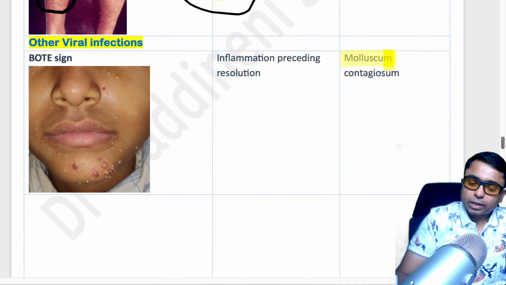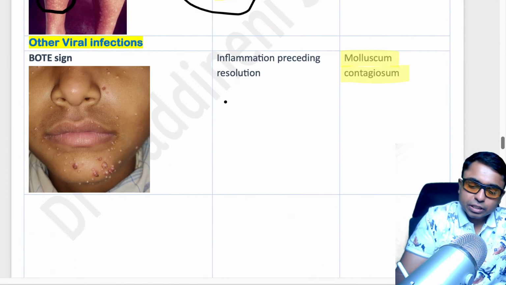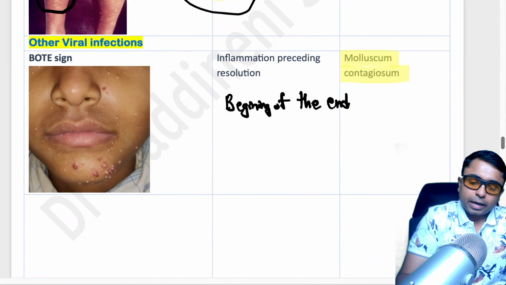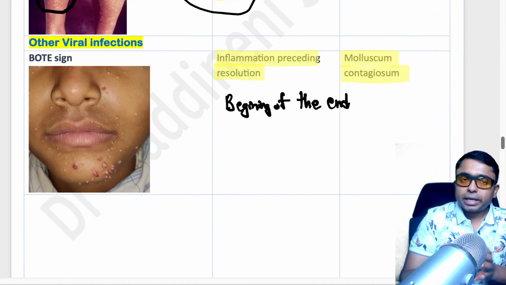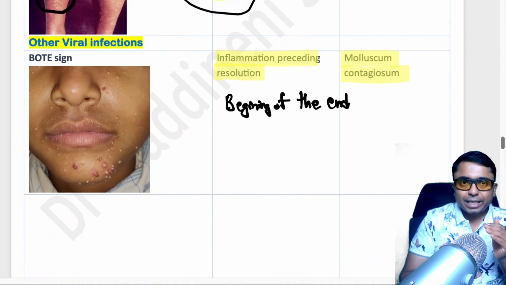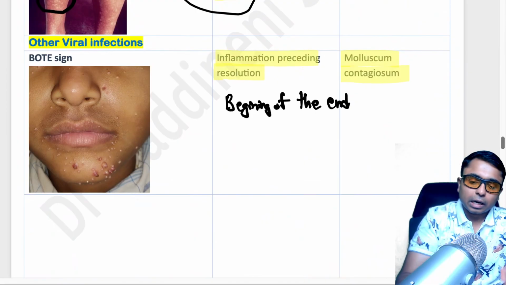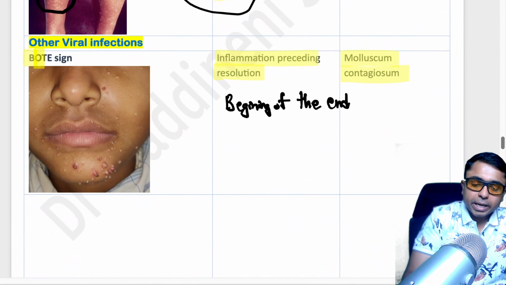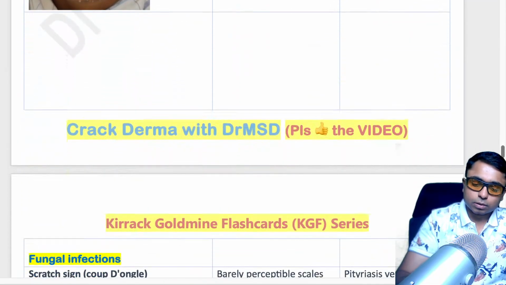Next, in molluscum contagiosum, there is going to be one important sign which is called the BOTE sign, which simply means beginning of the end. And here it means that if there is inflammation surrounding an umbilicated, dome-shaped, pearly white papule, it is about to get resolved, because the inflammation is going to act and the immunity is going to kill the molluscum contagiosum virus, and there is going to be resolution of the lesion. This is what is called the beginning of the end sign in molluscum contagiosum.